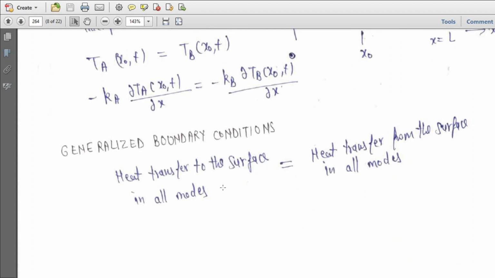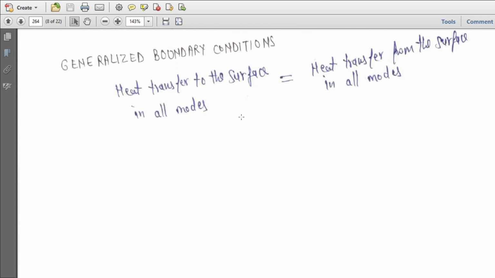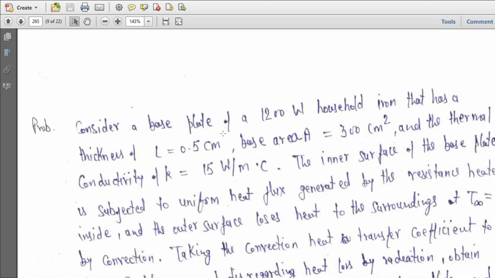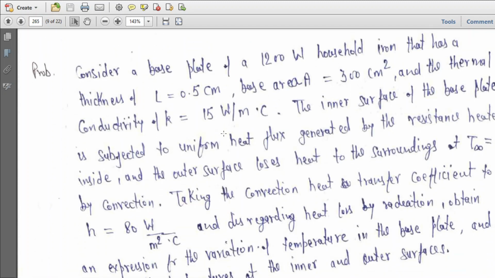Now, generalized boundary condition: we can say the heat transfer to the surface in all modes is equal to the heat transfer from the surface in all modes. So whatever is coming in from all modes should be balanced by whatever is going out in all modes. Now here we will solve one problem for each case.